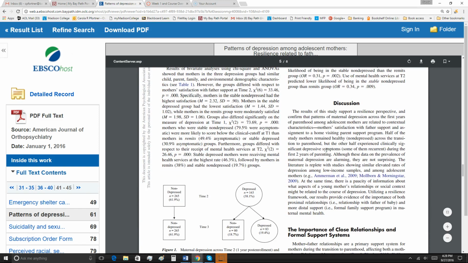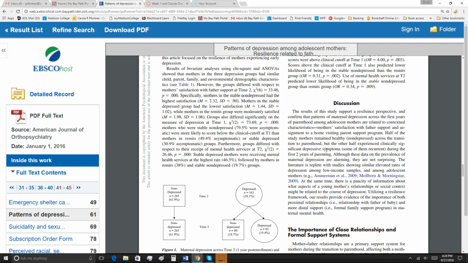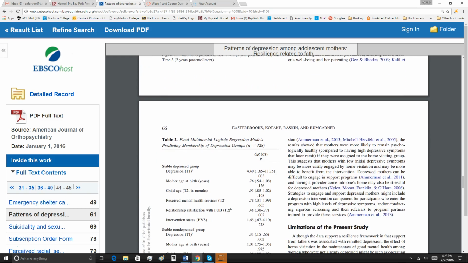I'm going to the discussion, because the discussion section tells you what the researchers discovered. So it says here, the result of the study supports a resiliency perspective and confirms that patterns of maternal depression are related to characteristics in the context, that means in the environment. For example, mother satisfaction with father support and home visiting program support. Well, that's very encouraging.